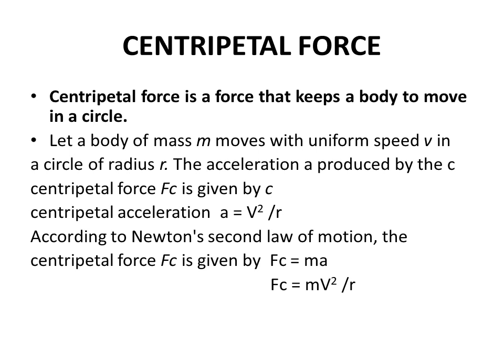The equation shows that the centripetal force needed by a body moving in a circle depends on the mass m of the body, the square of its velocity v, and is inversely proportional to the radius of the circle r.